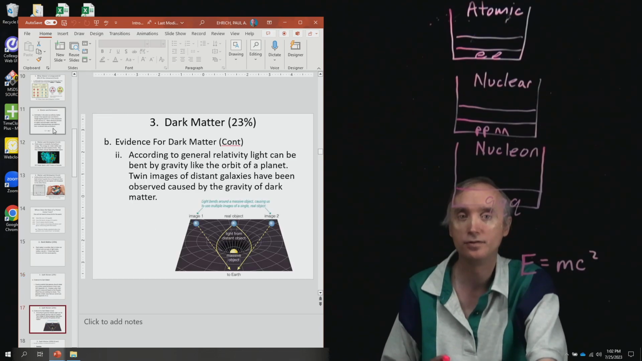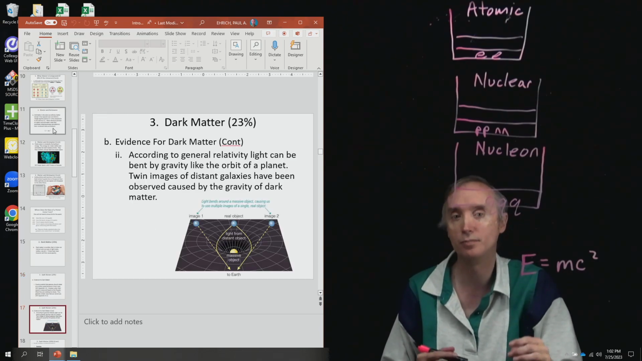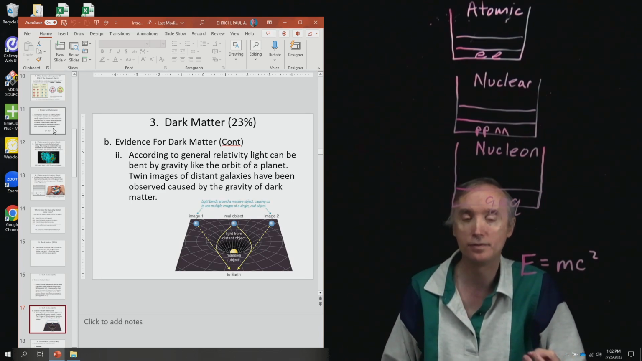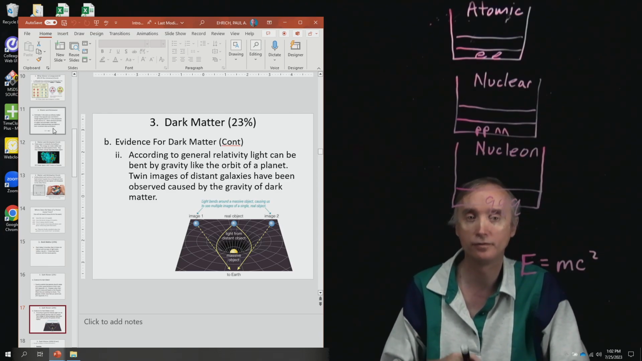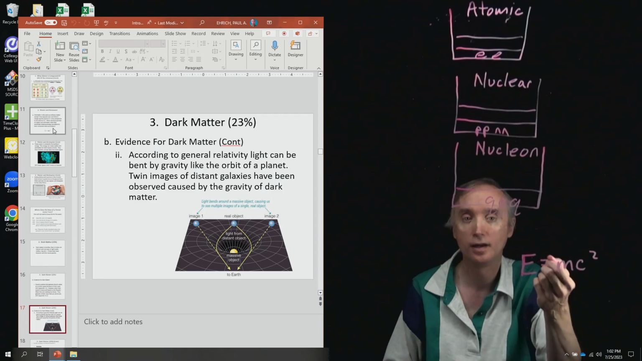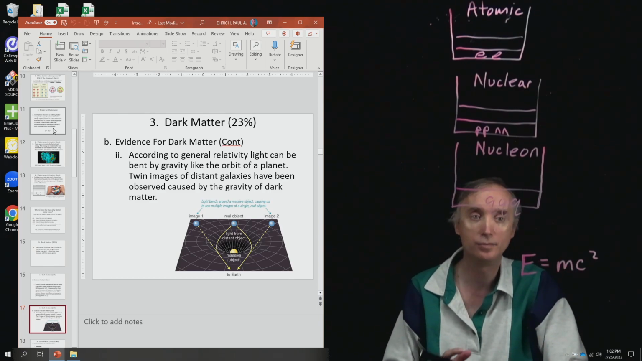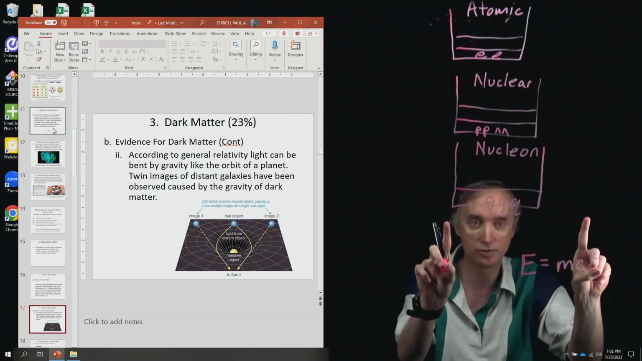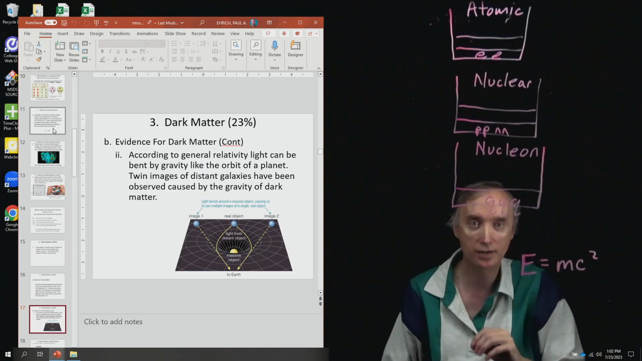Another thing that dark matter can do is it can bend light. Anything that has mass causes gravity. Gravity can even bend the trajectory of a light beam. And so if we look at a very far away object and there's dark matter in between us, then it will cause the image of that object to split into two images. And so we can actually see this.